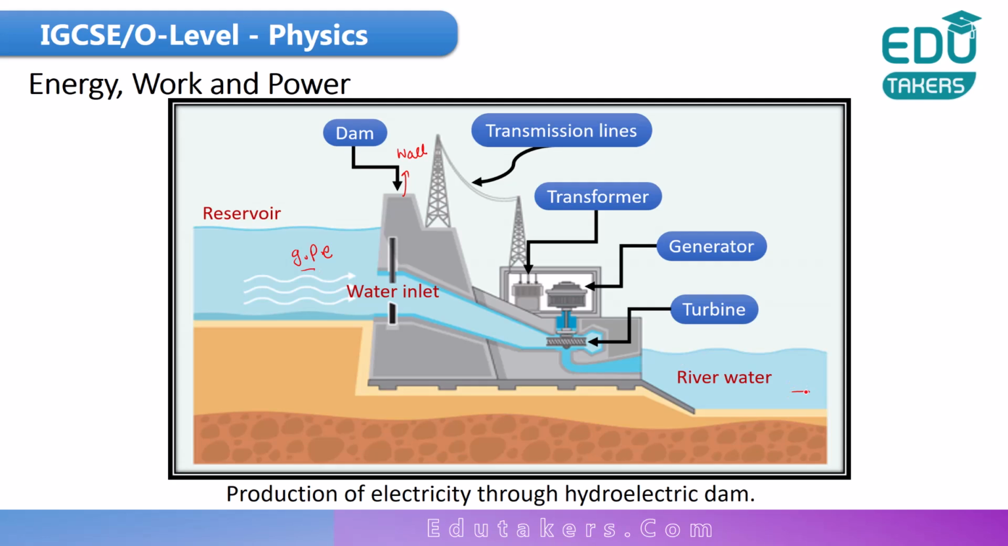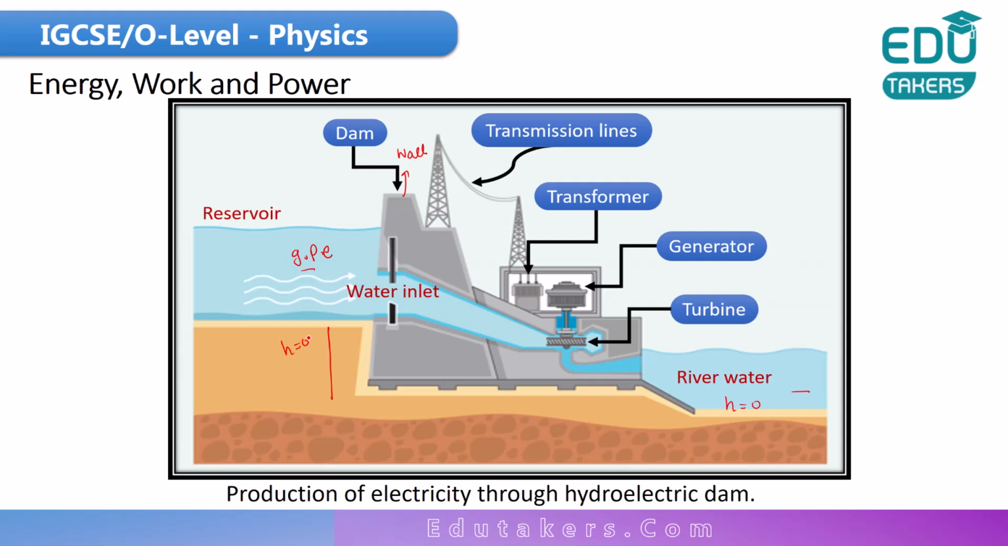So this height difference is basically obtained by holding the water behind the dam wall. In this case, this water is basically at the ground. Here the height is 0. This water is at some height. So you can easily get here the height difference by holding the water behind the dam wall. When the water is at maximum height, it has only gravitational potential energy.